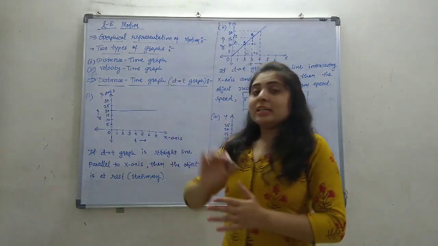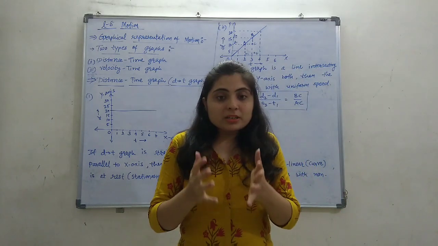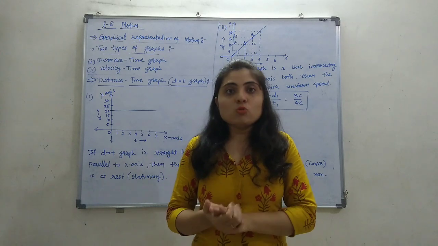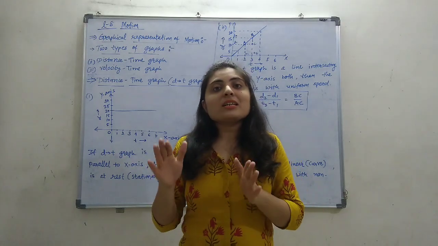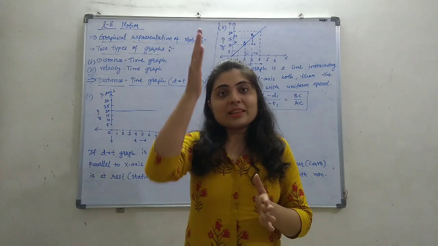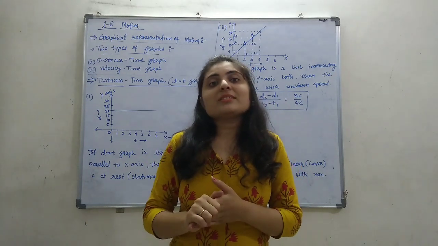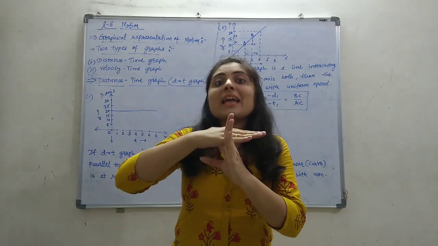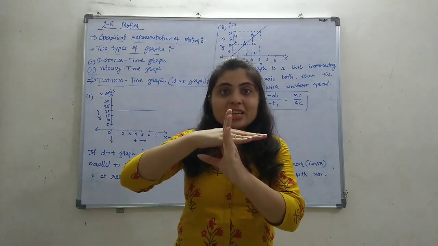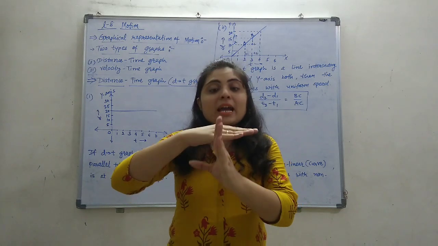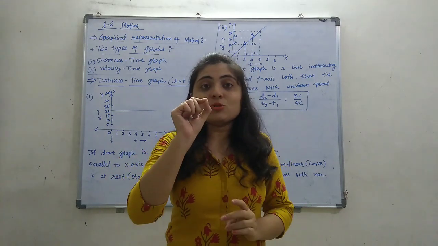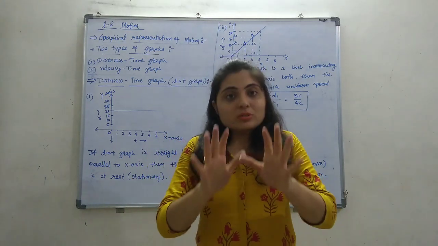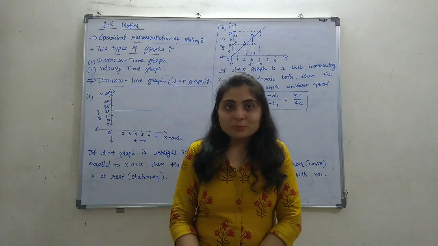So mainly the graphs are of two types. If you remember, a graph generally consists of two lines. The horizontal line represents the x-axis and the vertical line represents the y-axis. These two lines intersect each other at 90 degrees, and the point of intersection is known as the origin. So this basic idea you need to remember.